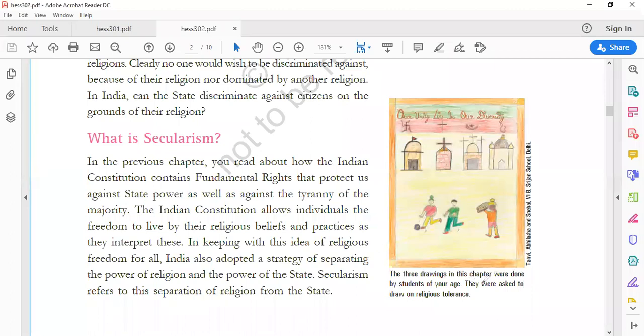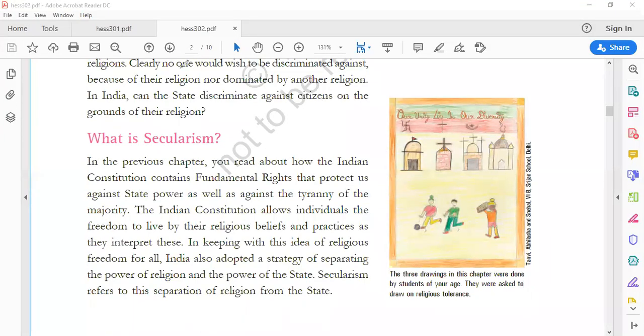Which is depicting, what is it depicting? See here, what is depicting? Hindu, Muslim, Christian, and another religion I can't make out. I think it must be a Sikh gurudwara, isn't it? I think a gurudwara, if I'm not wrong.